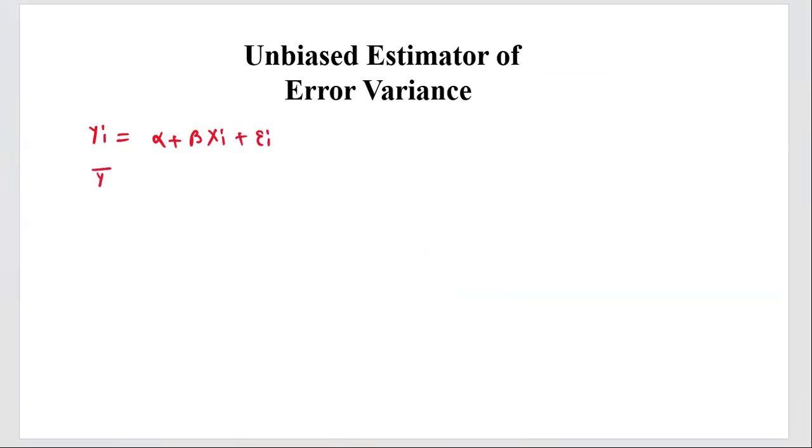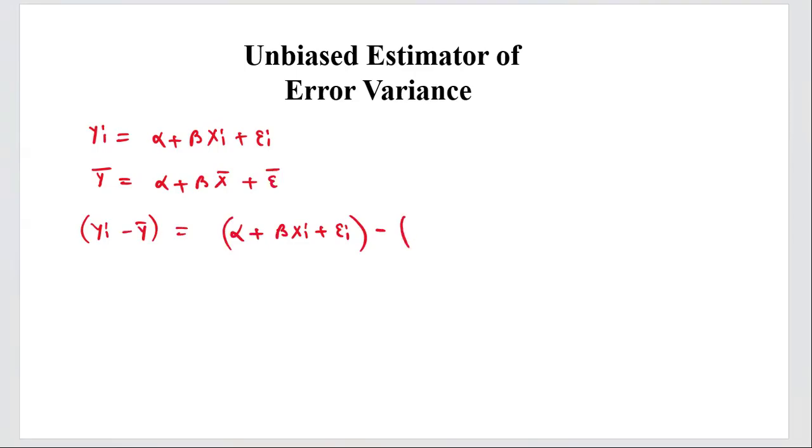Then what will be y bar? Y bar is simply alpha plus beta x bar plus epsilon bar. What will be then yi minus y bar? Yi minus y bar is this minus this. Let me write it once. So what will happen? This alpha term will cancel out and you will have now, this is what? This is the deviation form of yi. So this will be simply small yi.